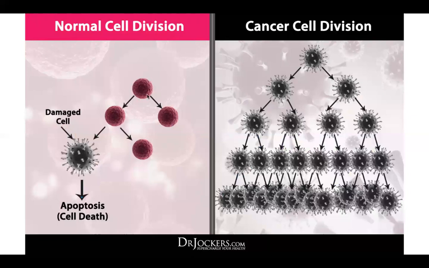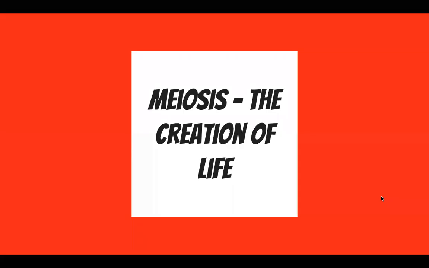So normally if we have a cell, it divides into two, and then that cell will divide into two. And if something goes wrong, apoptosis occurs. If apoptosis does not occur, something is wrong in that cell. It continues to divide and divide and divide. And then where we should only have a few cells, we have tons of cells, and their growth gets out of control. And that is cell regulation.